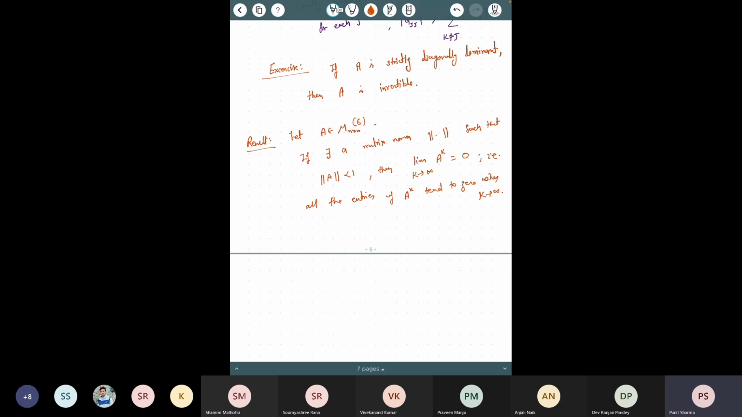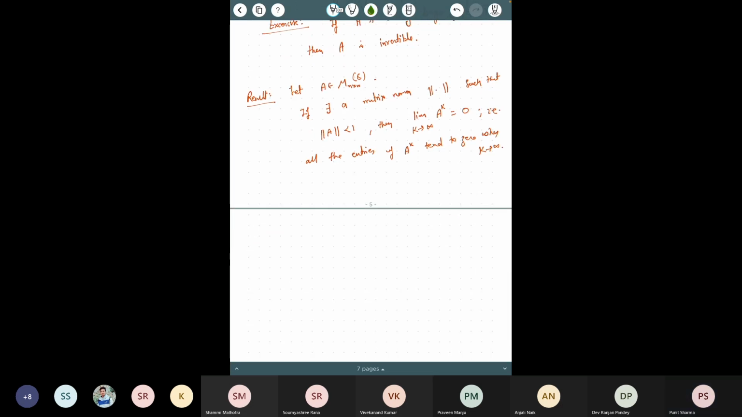And why is this very immediate to see? I have written this as a result, but it is just an observation. What is given? The given condition is that there exists a matrix norm such that norm of A is less than 1, right? So we know that if norm of A is less than 1, then what can we say about norm of A to the power k?